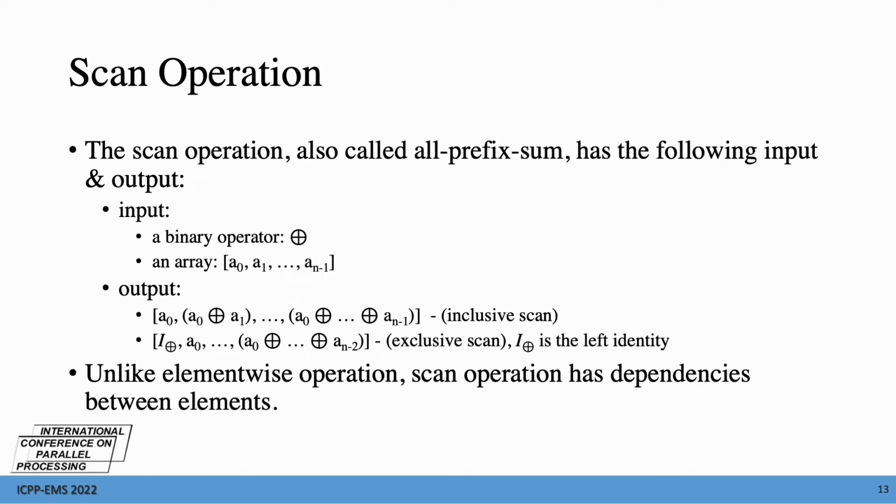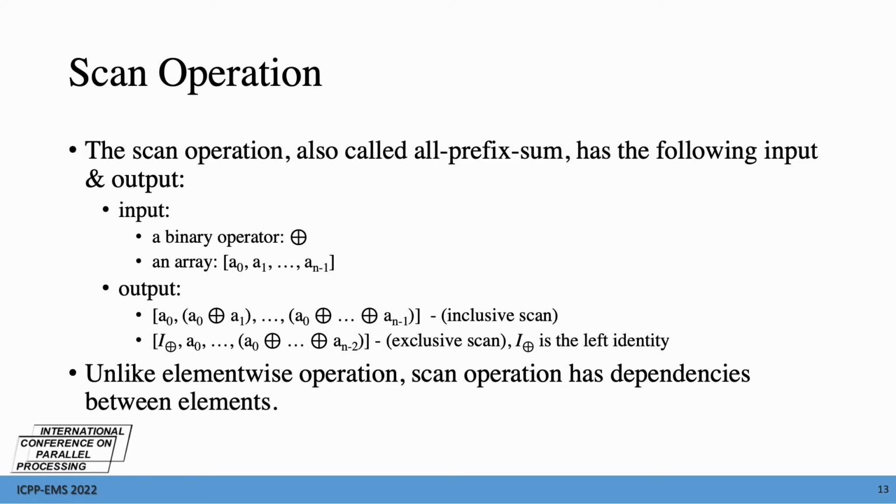The scan operation, also called all-prefix sum, takes a binary operator and an array as an input. After the operation, it outputs an array consisting of all the prefix sums. Depending on the output array, there are two types of scan operation. One is the inclusive scan and the other is the exclusive scan. The inclusive scan sums all the prefix elements and itself, while the exclusive scan only sums its prefix together. In our work, we support the inclusive scan.